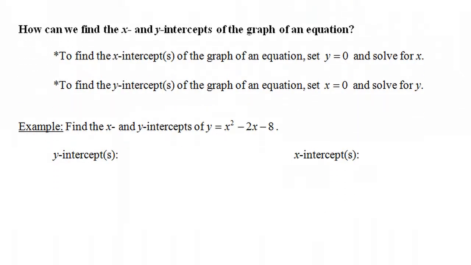Now, one of the questions you might ask is, how do you find the x and y intercepts of a graph if you just have the equation for the graph and you don't actually have the drawing of the graph? To find the x-intercepts of the graph, you just set y equal to 0 and solve for x. And to find the y-intercepts of the graph of an equation, set x equal to 0 and solve for y.